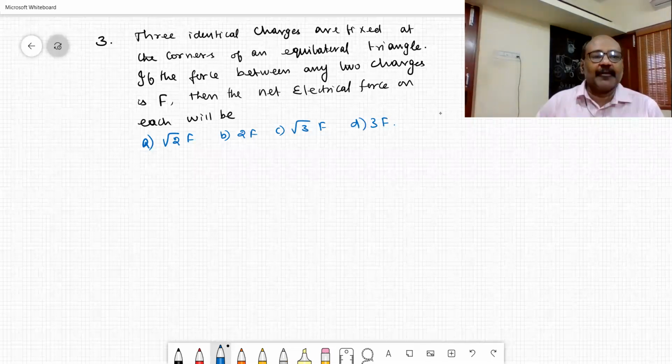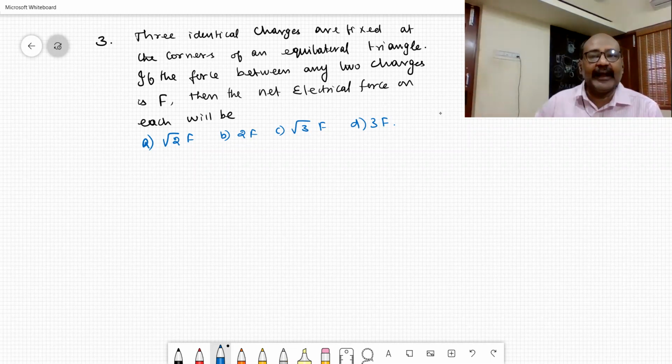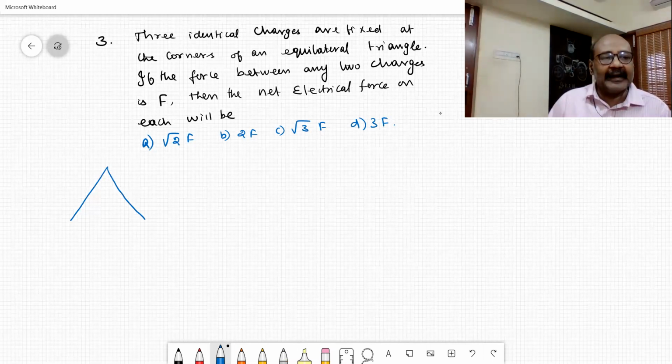Come on, go through the third problem. Three identical charges are fixed at the corners of an equilateral triangle. If the force between any two charges is F, then the net electrical force on each will be. At any one of the corners, you can calculate the net force. The net force at any one of the corners is the same in all the corners. So I am considering a diagram. I am taking a triangle, and the triangle is an equilateral triangle.